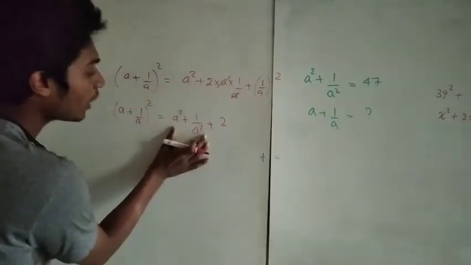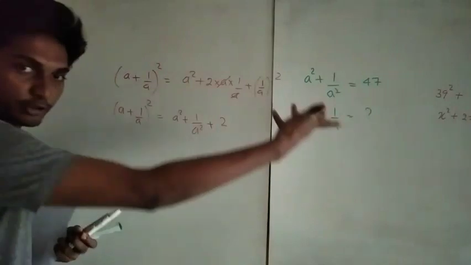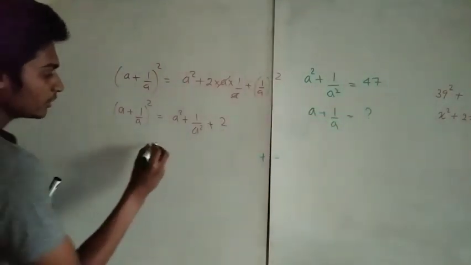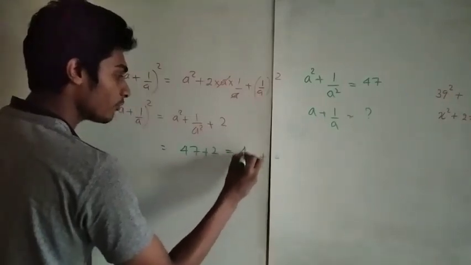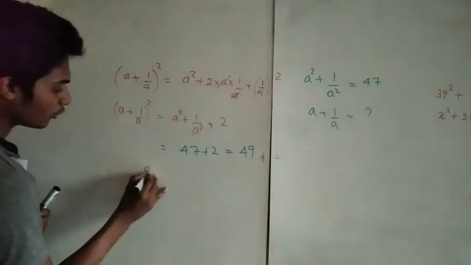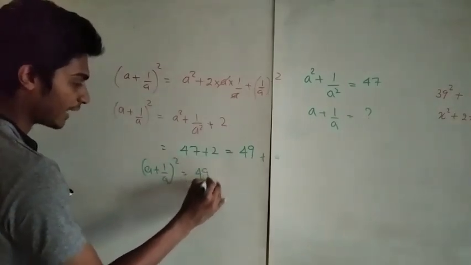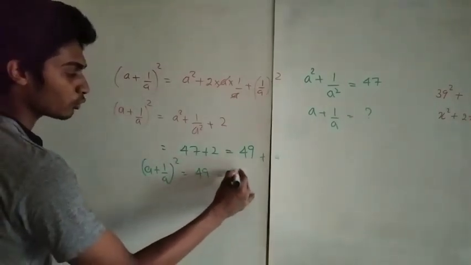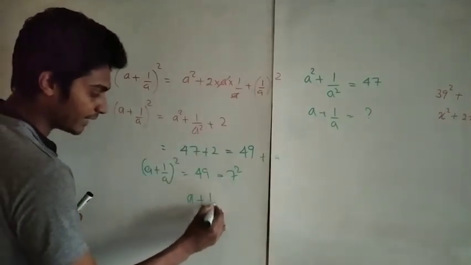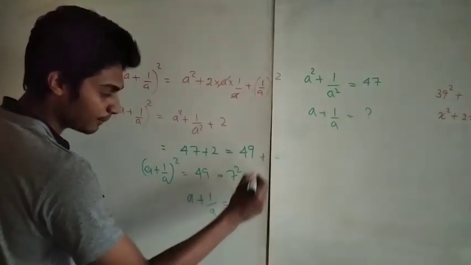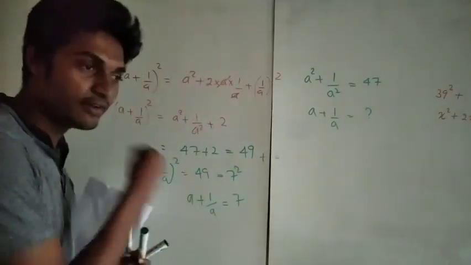They have given you a squared plus 1 over a squared is 47, right? So this is going to be 47 plus 2. 47 plus 2 is going to be 49. A plus 1 over a whole thing squared is equal to 49, meaning this is also equal to 7 squared. Then what is a plus 1 over a? A plus 1 over a is simply 7, right? Another person can say even minus 7 is valid here.